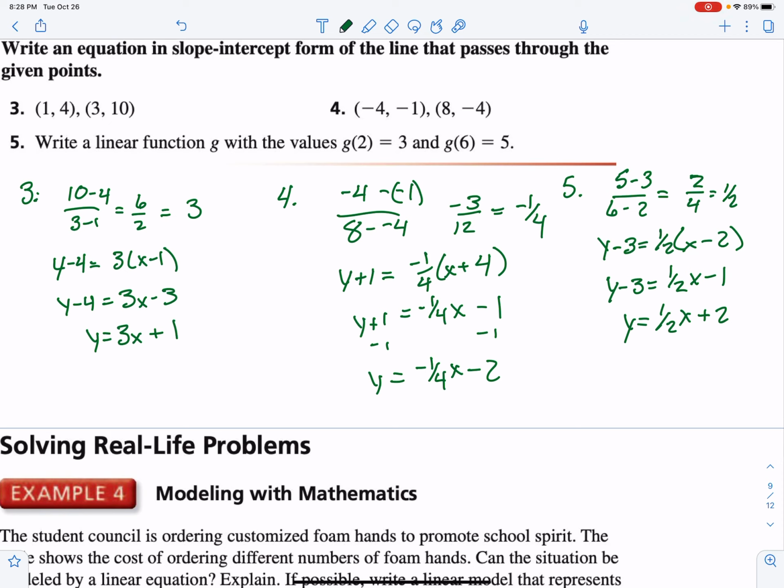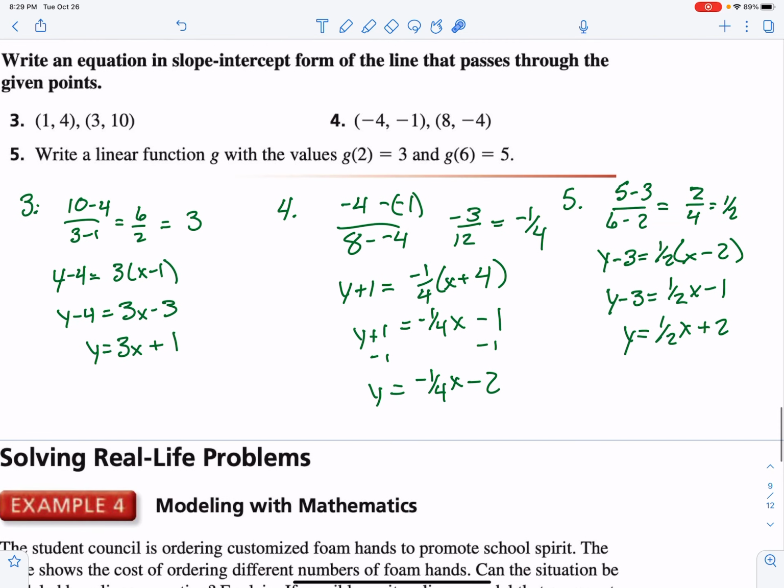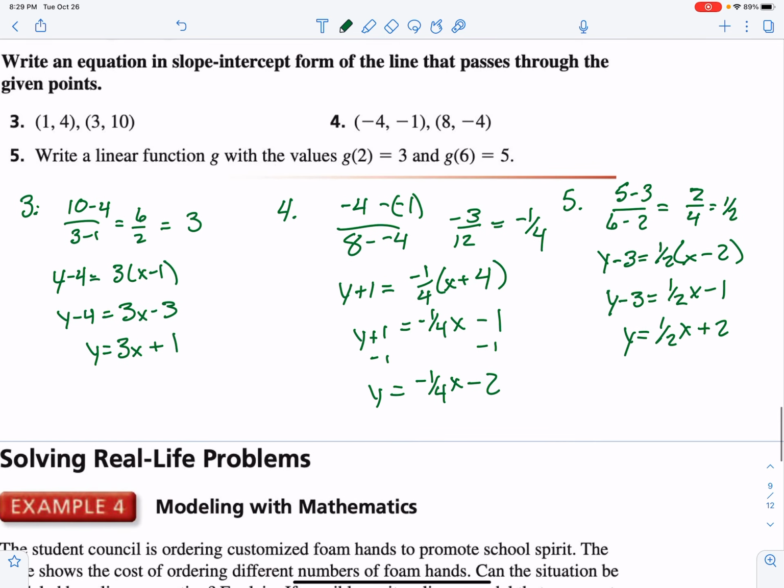But here's your solutions. So in the first one, you can see I found the slope of 3, and then I plugged in the first point, and I got y equals 3x plus 1. Number 4, again, we found our slope was negative 1/4 by using the slope formula. I just plugged in the first point, negative 4, negative 1, and then I converted it to slope-intercept by isolating the y. And then the last one, again, we have the coordinate points 2, 3, and 6, 5. We do our slope formula, we get 1/2. I just plugged in my first point, and I got y equals 1/2 x plus 2. And again, a better answer there would be g of x equals 1/2 x plus 2.